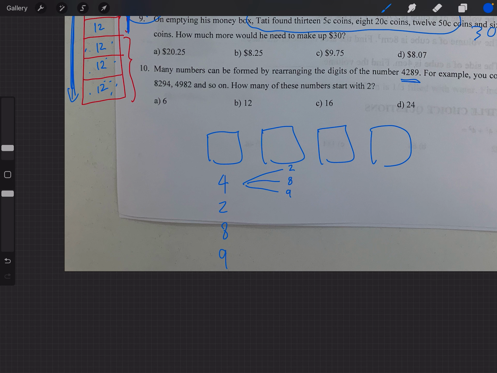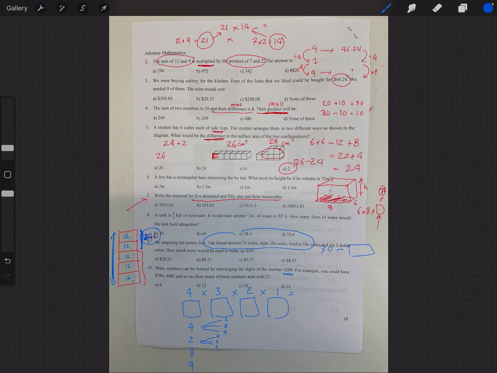If the 2 was the first, what would the second one be? It will be 4, 8, 9, and so on. So there's 4 numbers we can place in here. There's only 3 we can place in here, 2 and 1. So what we do with the possibilities, we multiply them, and you get the answer. Alright, hope that helps.